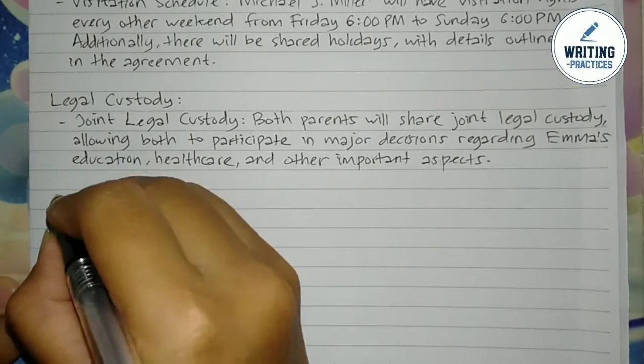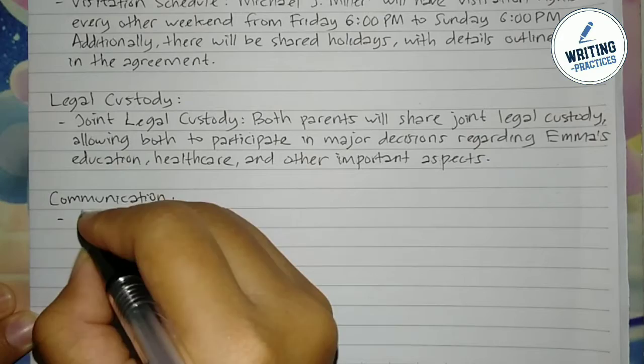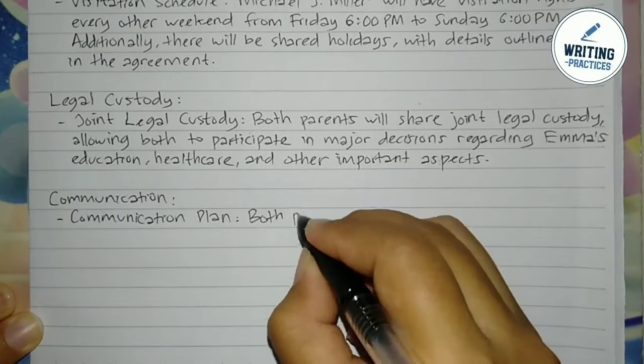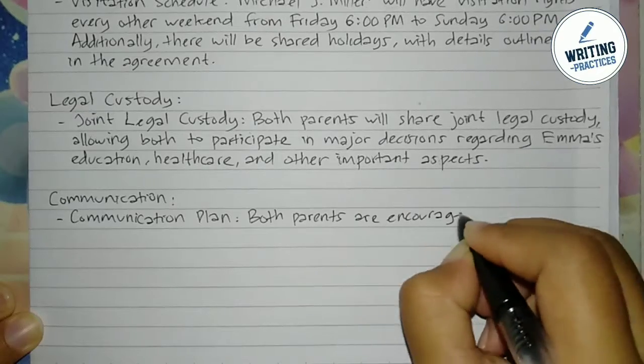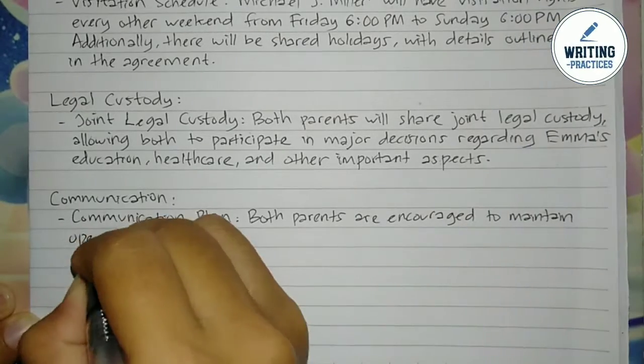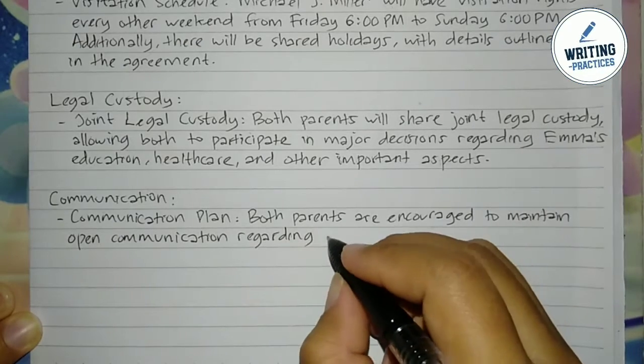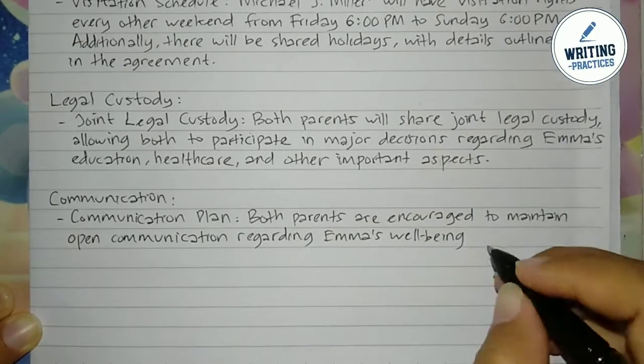In the third section, this is about communication. In this point, it is highly recommended that you outline the communication plan between the parents. Yes, you need to start emphasizing the importance of open communication for the child's benefit. Here is the example for communication point.